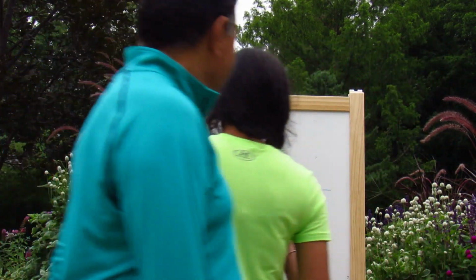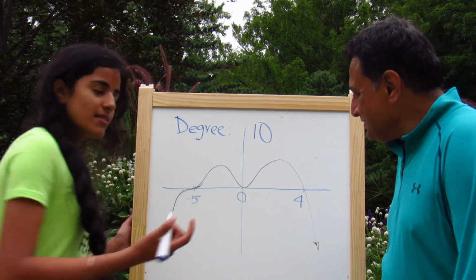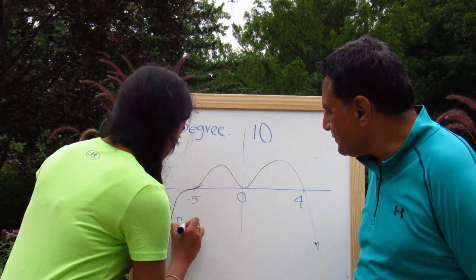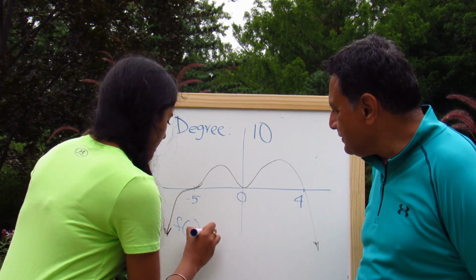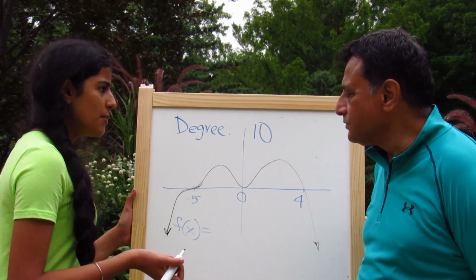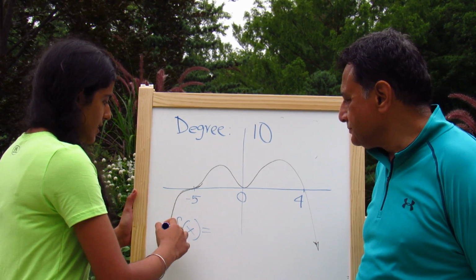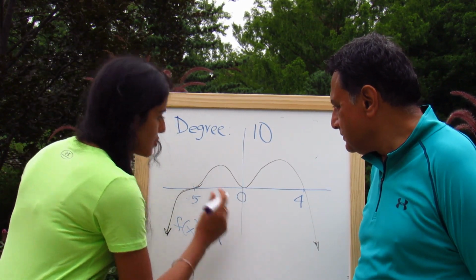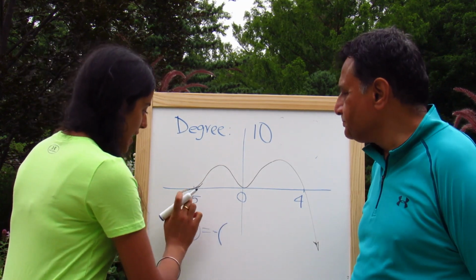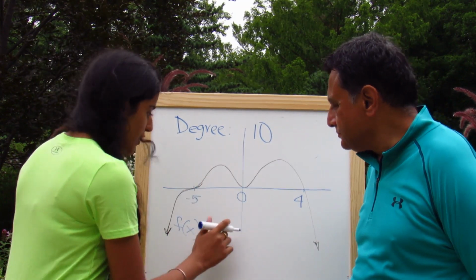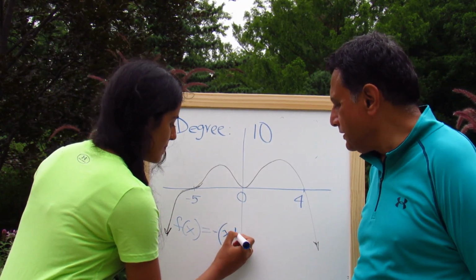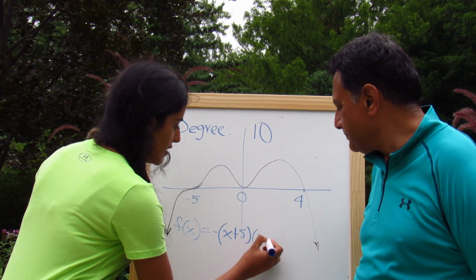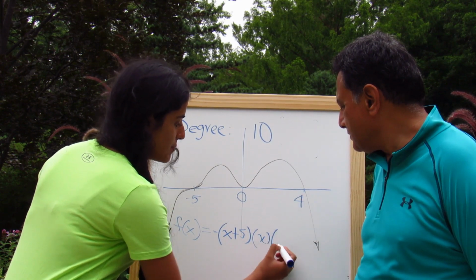We can start off with f of x. Let the function be f of x. Now the leading coefficient, let's say, is 1, but negative, because remember it's facing down and it's even, right? Now let's start off with our zeros. If it's negative 5, in factored form it would be x plus 5, and then x, and then here you'll have x minus 4.